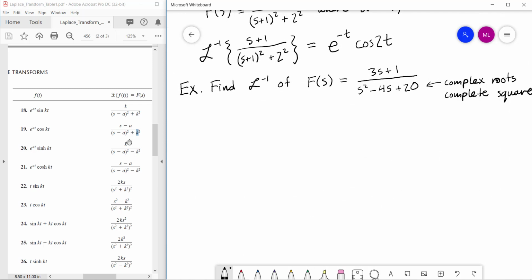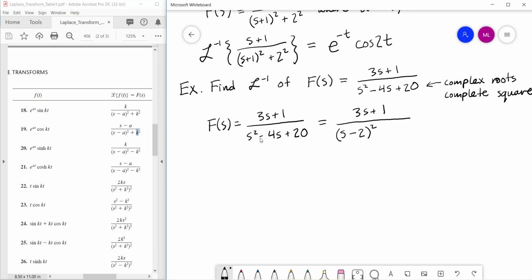So let's first algebraically manipulate this. Our F of s looks like, let me just copy it down once, s squared minus 4s plus 20 in the denominator. But we know we want to fix up this denominator, so I'm not going to touch the numerator yet. Let's just stick with 3s plus 1. But how can I complete this square? Well, I know it needs to be s minus 2 squared. Because when you complete the square, really this is the term that tells you how to complete it.